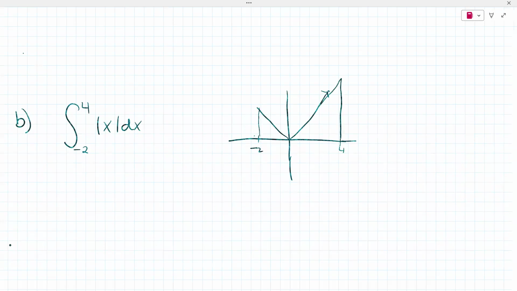Okay, so we're going from -2 to 4, and these are all triangles, right? And how do you find the area of a triangle? Area of a triangle is base times height over 2. So let's look at this triangle here, triangle 1, triangle 2. So the base is -2.